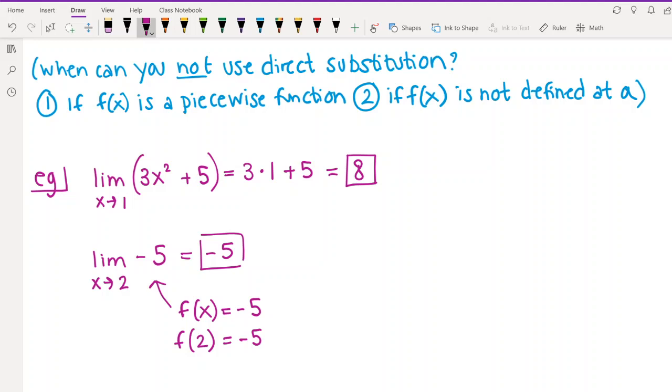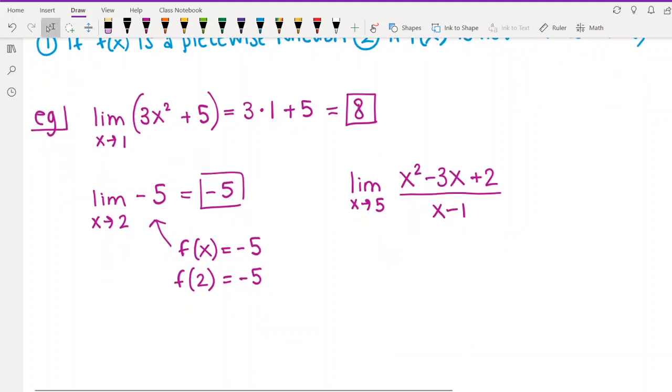So one last example, let's say that we're taking the limit as x approaches 5 of x squared minus 3x plus 2 over x minus 1. So we'll do another example with this same function actually in a moment. And basically, if we were trying to take the limit at 1, then we would run into a problem, right? Because the function's not defined at 1.